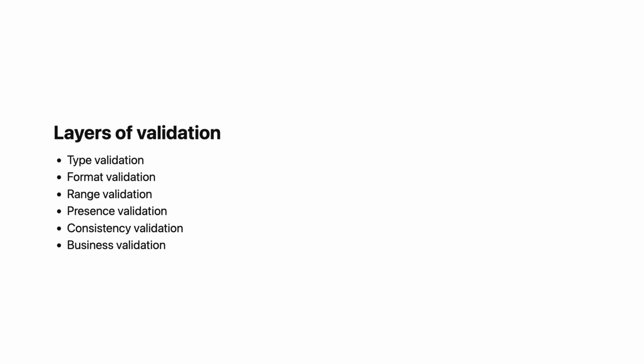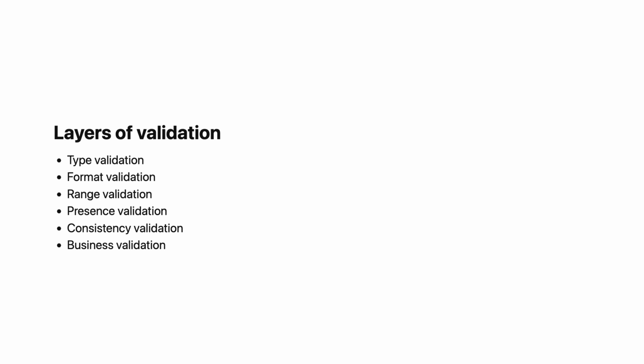Presence validation. Are required fields present? Does the user have an email? Does the order have items? Consistency validation. Do related values make sense together? Is the end date after the start date? Is quantity positive when an order exists? Business validation. Does the data satisfy domain rules? Is the user authorized to place this order? Does the product exist? Layer your validation. Type and format first, then range and presence, then business rules.